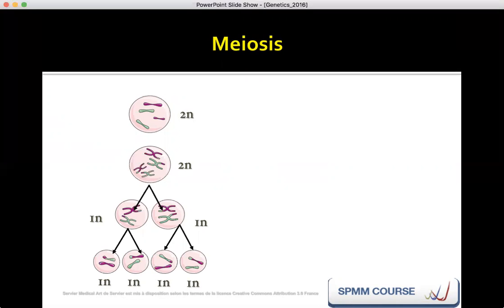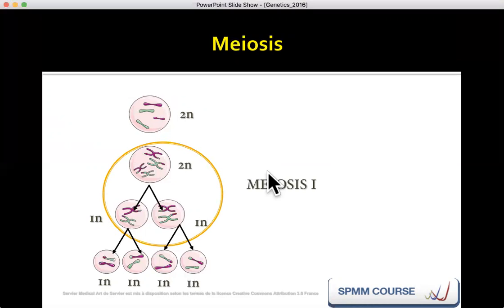Meiosis takes place in germ cells, and meiosis is a reduction cell division. Why do we call it a reduction cell division? Because you start with a 2n diploid cell and you end up getting daughter cells which have only 1n, half of the chromosomes, haploid. So how does that happen? Meiosis must be thought of as a complicated cell division which has two phases.